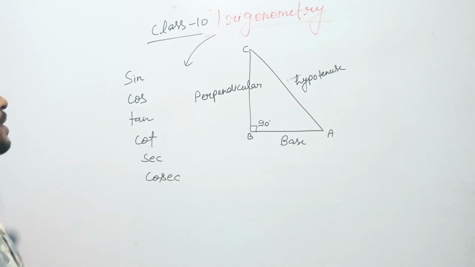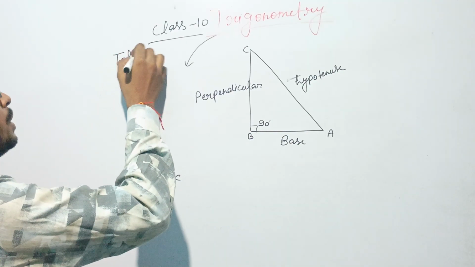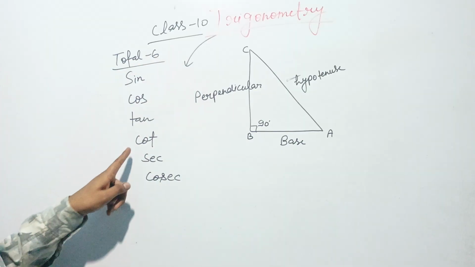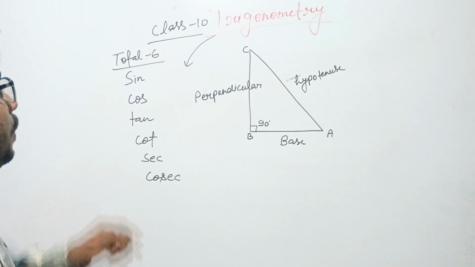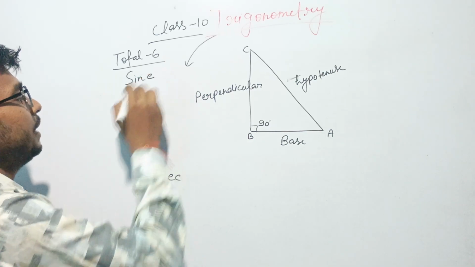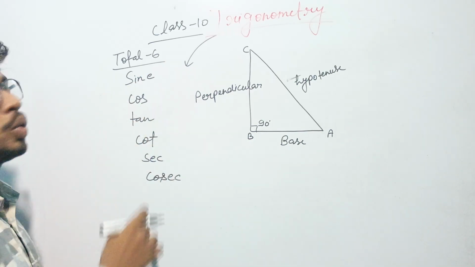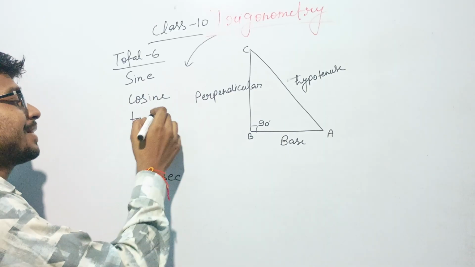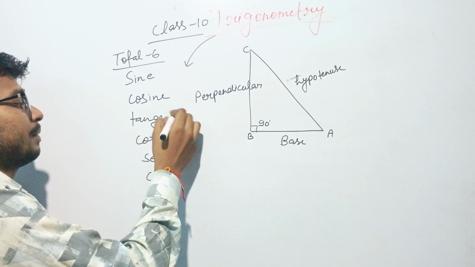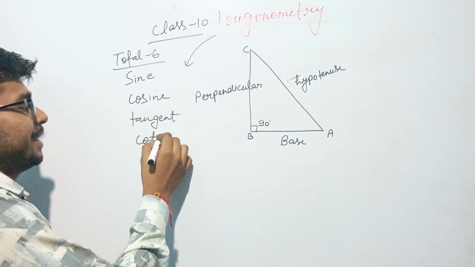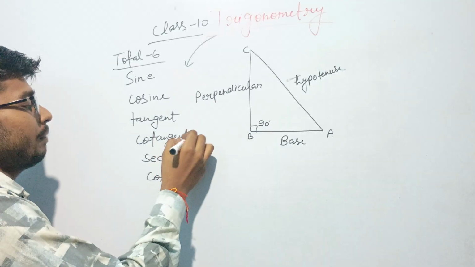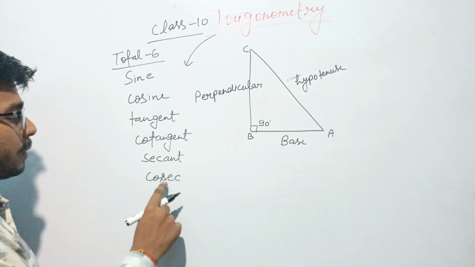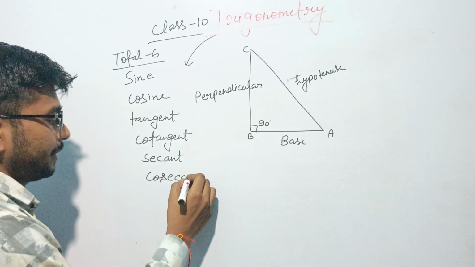There are total 6. Total how many? Total 6 functions. Which one? Sine, cos, tan, cot, sec, cosec. Full name of sine is sine. Full name of cos is cosine. Full name of tan is tangent. Full name of cot is cotangent. Full name of sec is secant. And full name of cosec is cosecant.